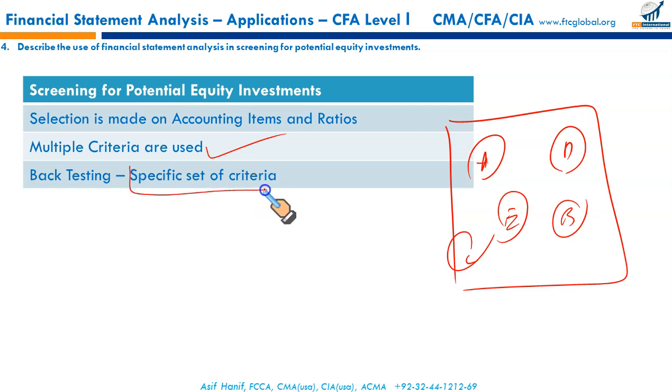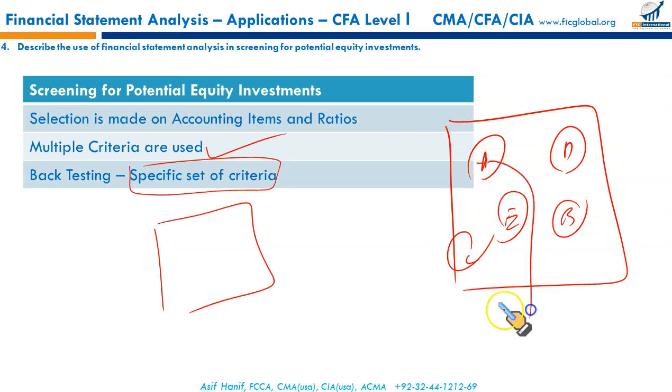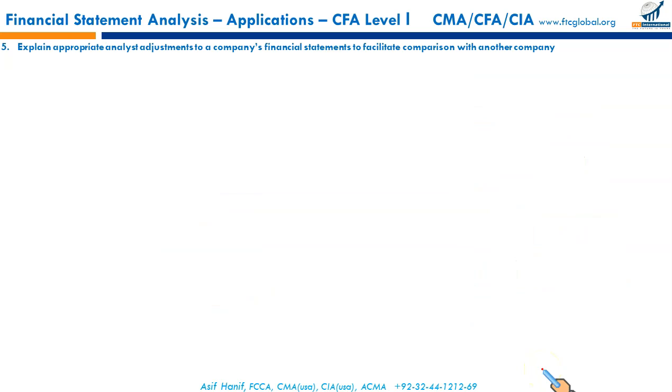Backtesting means using a specific set of criteria to screen historical data to determine how a portfolio will perform, using past historical data to assess the performance of a portfolio. So this way we can make a selection out of this universe of investments A, B, C, D, and so on. So that's a simple brief overview of your LOS 4.